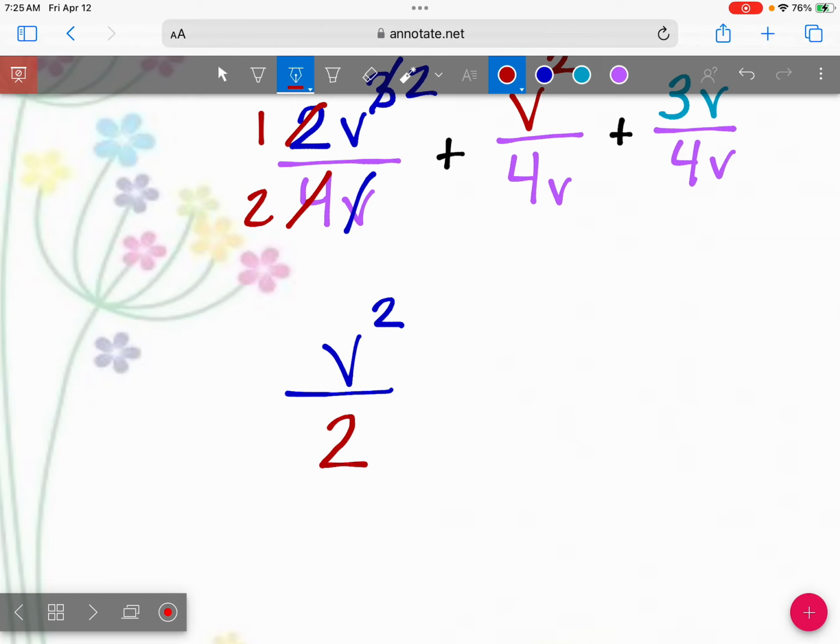So it's a simplifying thing. 2 over 4 is the same as 1/2. You could also put 1/2 v squared. That is also fine.